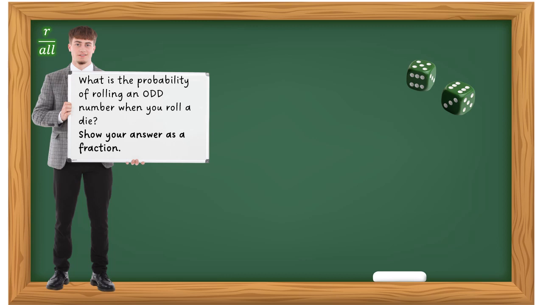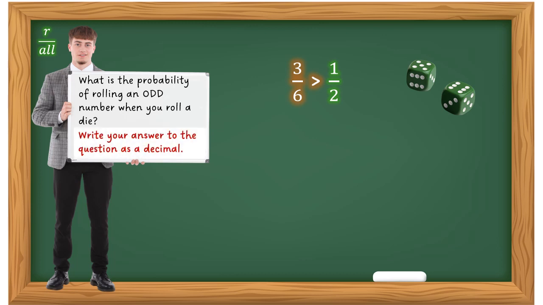Now, what is the probability of rolling an odd number when you roll a dice? And show your answer as a fraction. So again, you can see here, there are 3 odd numbers on a dice from 6. So you have a 3 in 6 chance. Okay, so you can simplify that to 1 over 2.